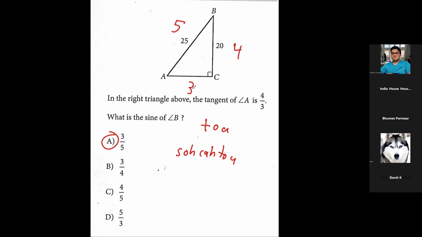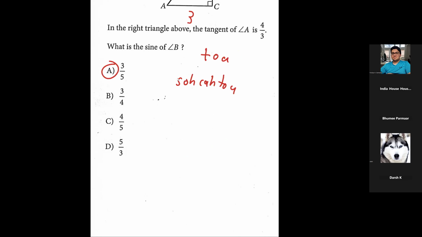Now you could also solve this the normal way, which would be tangent of A is 4/3. So this would be 4. So this side would just be 20 divided by 3. And then using that, you can solve for sine of B, but that's a bit more of a complicated way to do it. Okay, question 10.